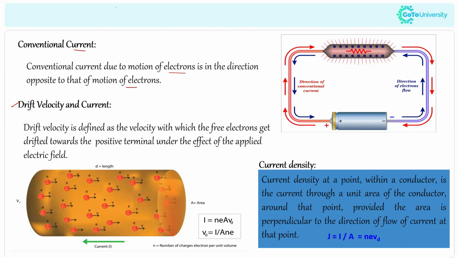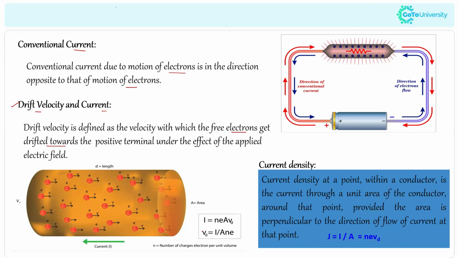Next we are going to study the drift velocity and the current. Drift velocity is nothing but the velocity with which the free electrons get drifted towards the positive terminal under the effect of an applied electric field.